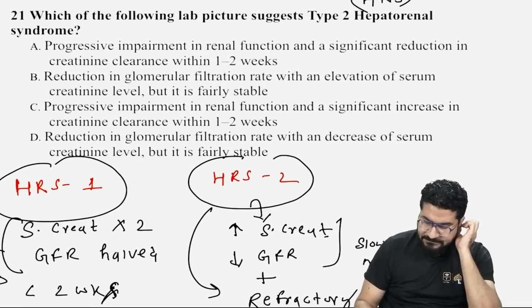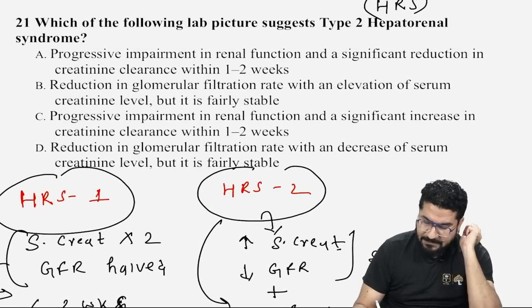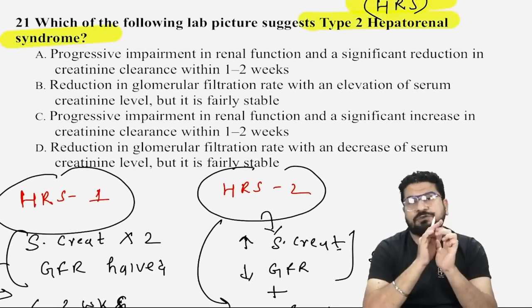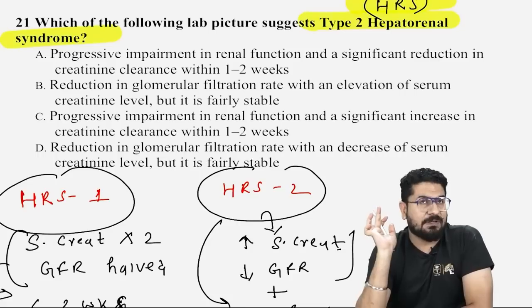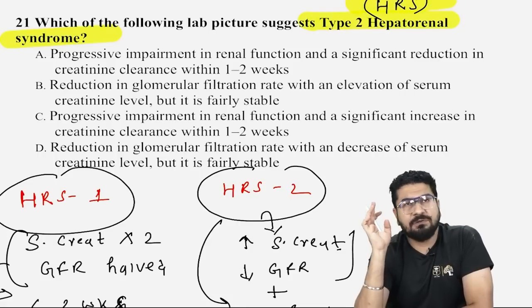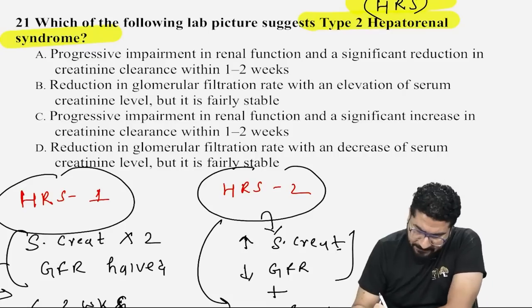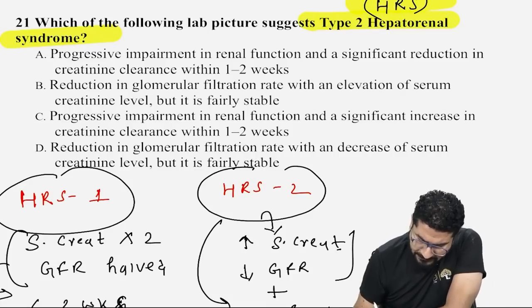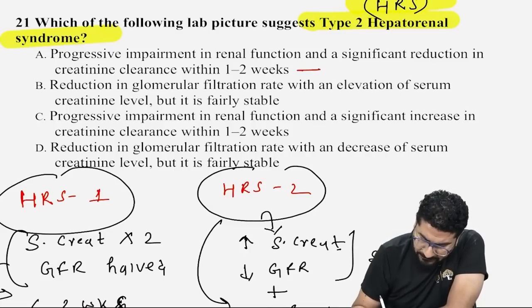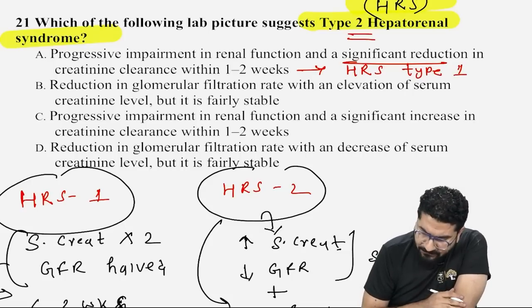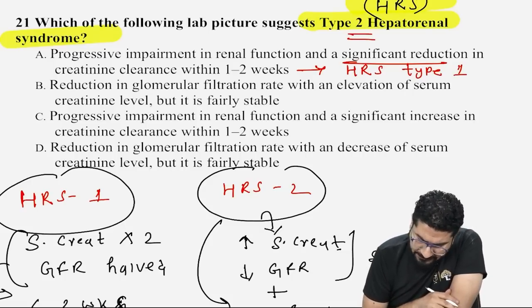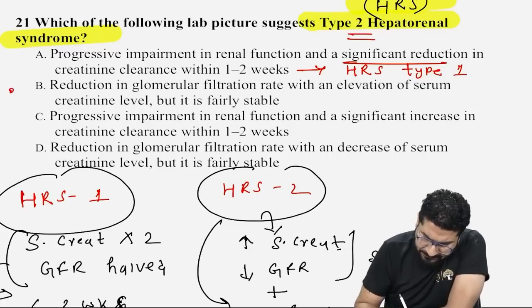But to make a diagnosis of HRS, there should be no prior kidney damage. The previous KFT report should be normal. There should be no use of any nephrotoxic drug. So let us see the options one by one. Progressive impairment in renal function and significant reduction in creatinine within 1 to 2 weeks. No, this is a case of HRS type 1. They have asked you type 2. Reduction in GFR with an elevation of serum creatinine, but fairly stable. This could be the answer.